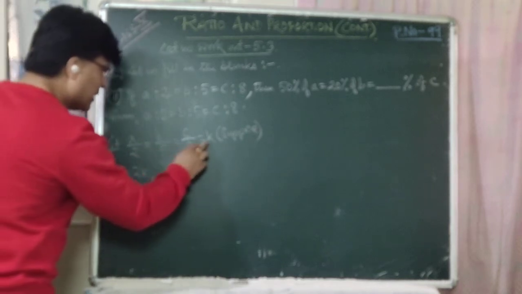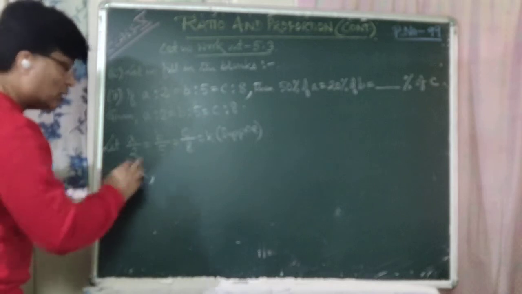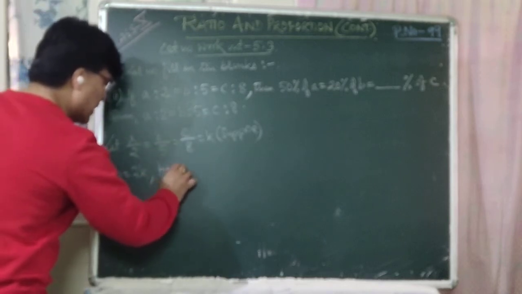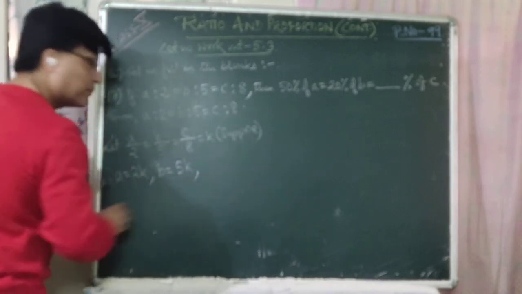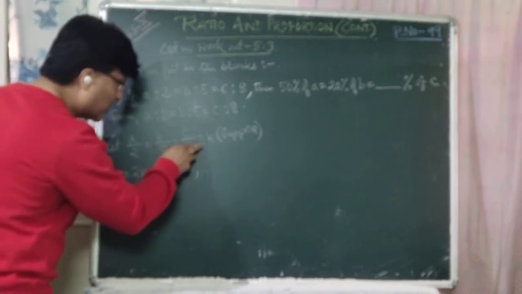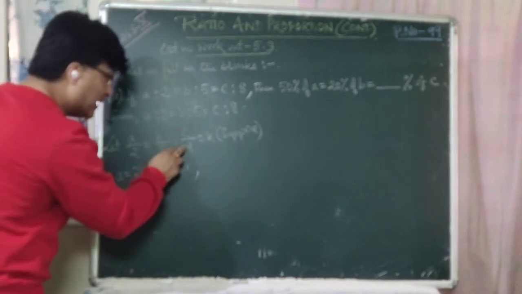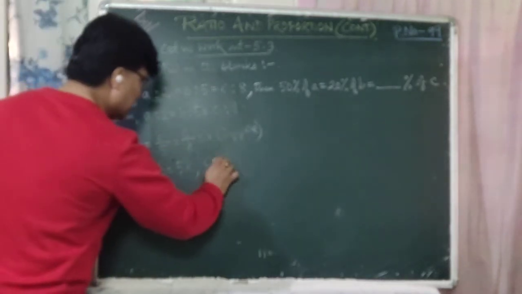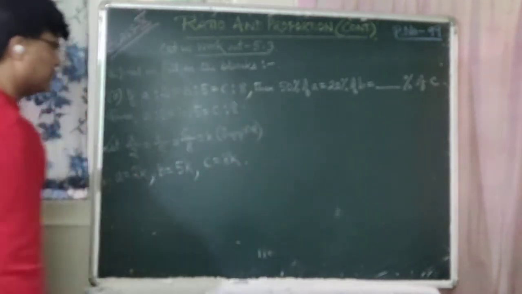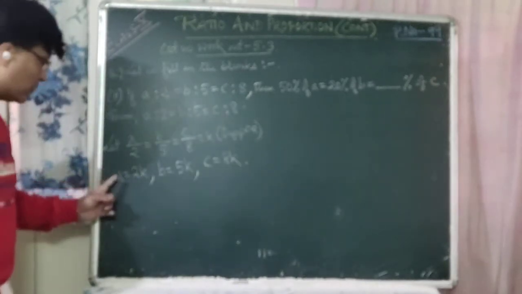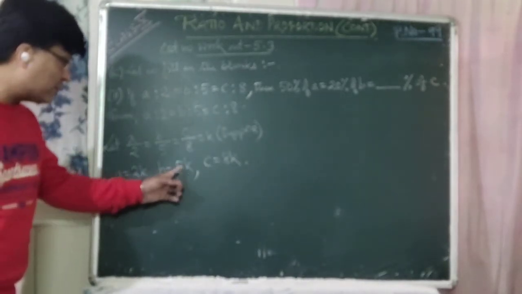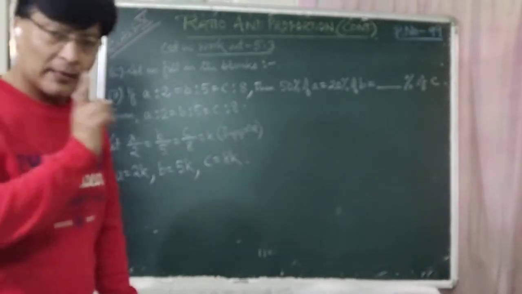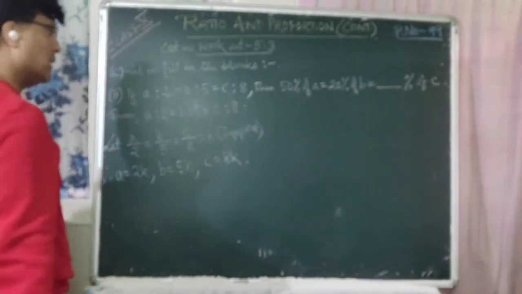Again equate second and last to get the value for B. You can cross multiply it and you will get B is equal to 5K. Similarly, equating third and last, that is C by 8 is equal to K, and cross multiply, you will get C is equal to 8K. Is it clear now? So the value for A is equal to 2K, B is equal to 5K, and C is equal to 8K.